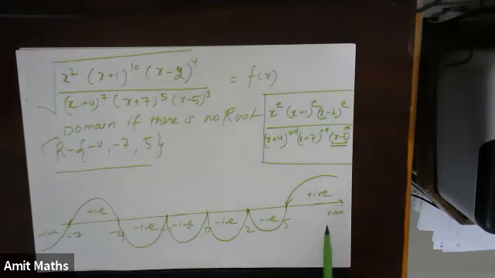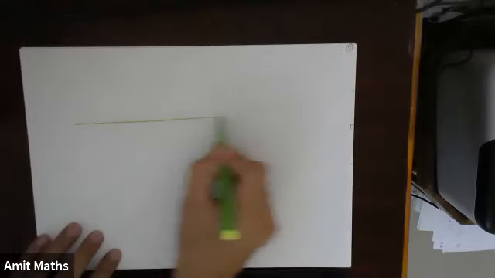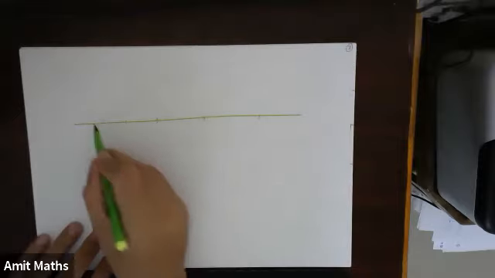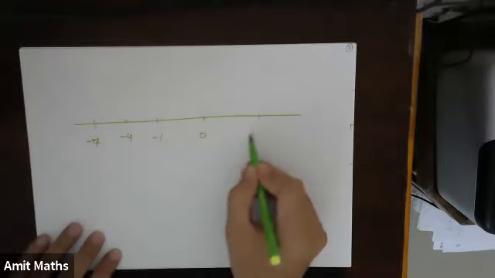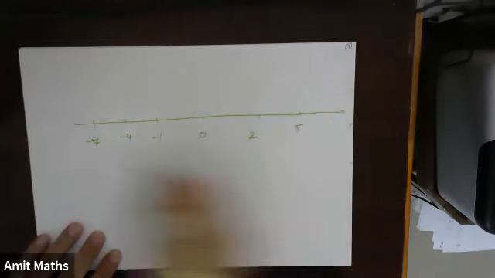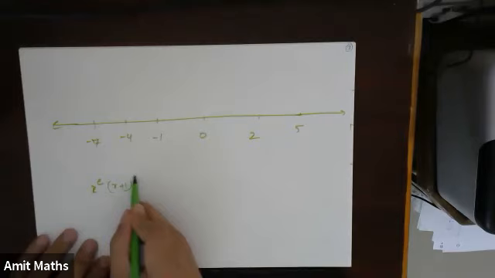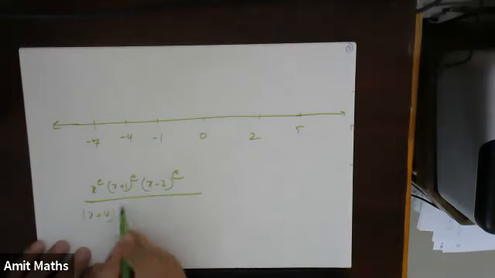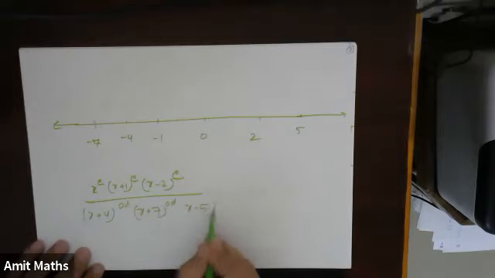Now we have considered this from positive infinity. Let's consider from negative infinity also. I'll come back to the original solution. So -7, -4, -1, 0, 2, 5. The factors were x even, x plus 1 even, x minus 2 even, upon x plus 4 odd, x plus 7 odd, and x minus 5 odd.